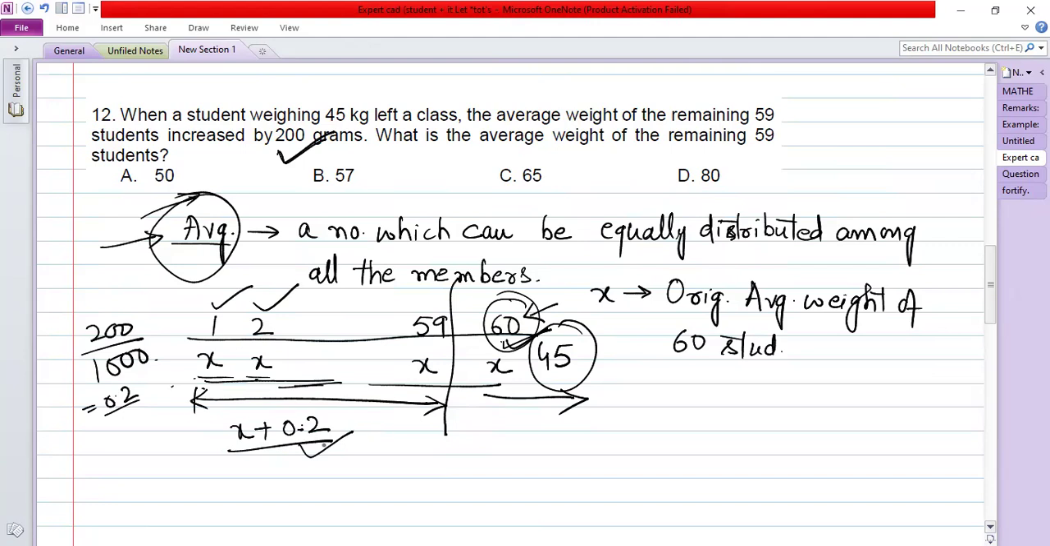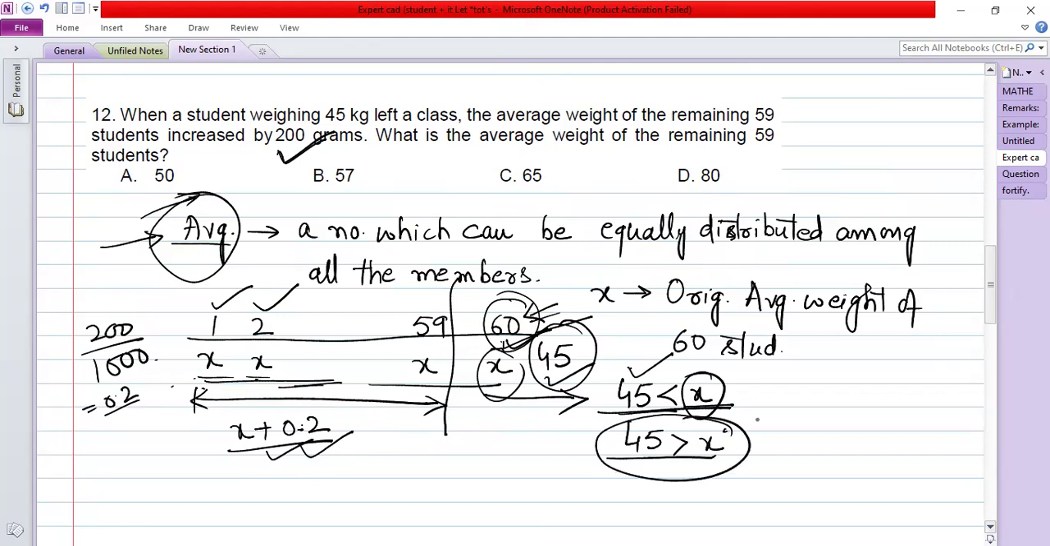Now, what is the meaning of this thing, that the average is increased? It means that this 45, the individual weight of the 60th student who left, must be less than x, the original average. Since this weight was less than the original average, once the student left, the average increased. And if by chance the 45 was greater than the average weight, then if the student leaves, the average would have decreased. So this one can very well feel.